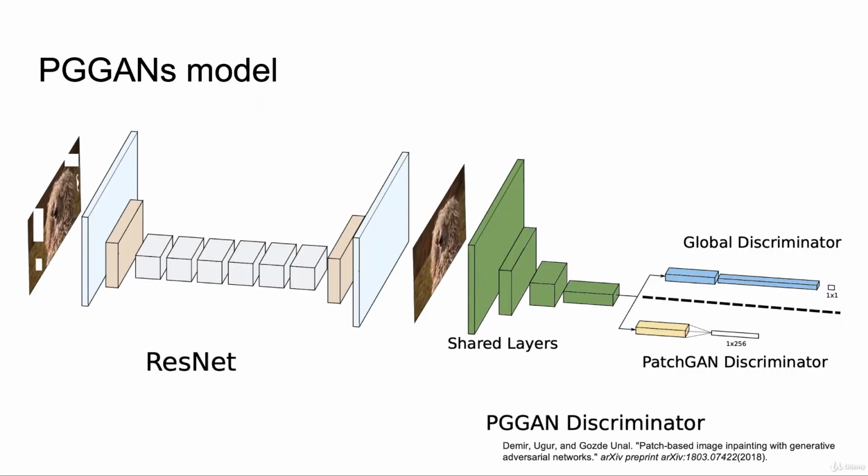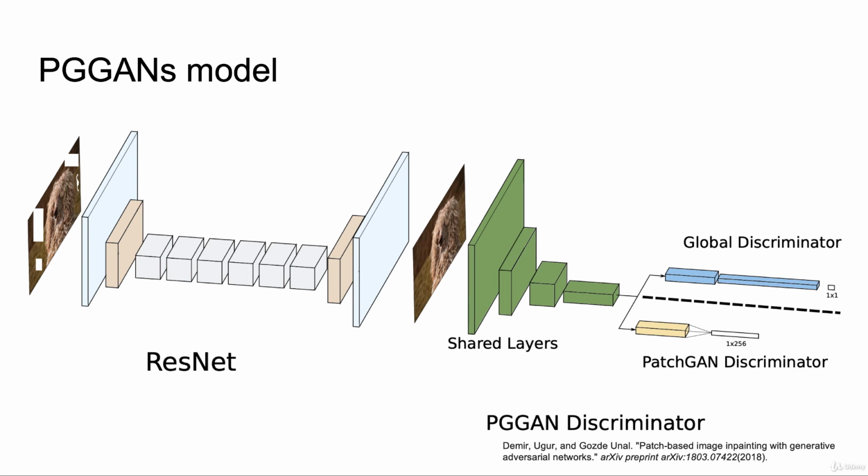Now let's talk about the model. At the left there is a generator and on the right there is a discriminator. The generator consists of a residual network, ResNet, which was originally used for classification, but they used it here and also added several convolutional layers.